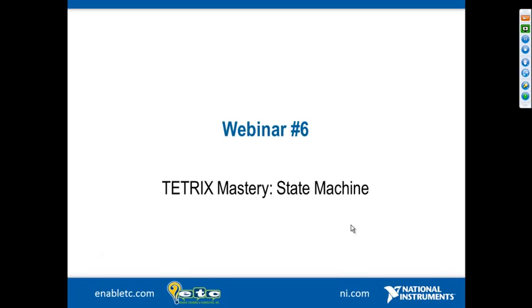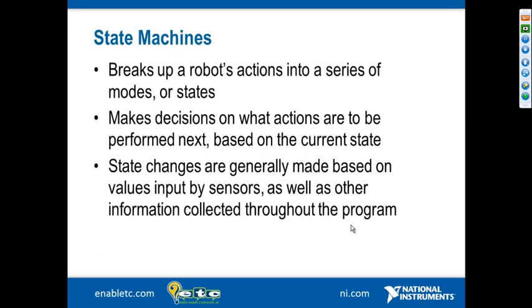In this webinar, we're going to take this a step further, discuss, and then implement a data structure called the state machine. The state machine has several benefits, one of the most important of which is that it's easy to debug and easy to modify and extend, and we'll see that as we proceed. Basically, a state machine breaks up a robot's action into a series of modes, or states. Decisions are made as to what actions should be performed next. That decision is made on information provided in the current state. State changes are generally made based on the values input by sensors, as well as other information collected throughout the program.